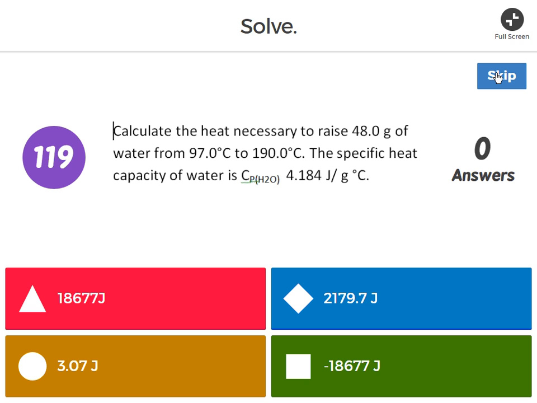Calculate the heat necessary to raise 48 grams of water from 97 to 190 degrees Celsius. Specific heat capacity of water is 4.184 joules per gram degree Celsius.